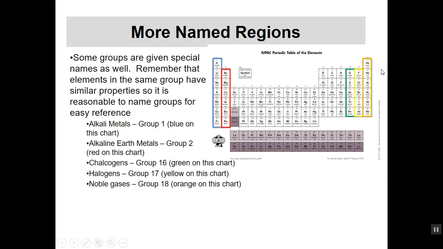And then over here in the last group, we have noble gases. Noble gases used to be called the inert gases, but then about 1962, they found out they could actually make a compound with xenon, which meant it no longer was inert or not reactive at all. It did react, and so they changed it to noble, meaning, yeah, okay, they'll react. They're not really happy about it, but they'll do it.